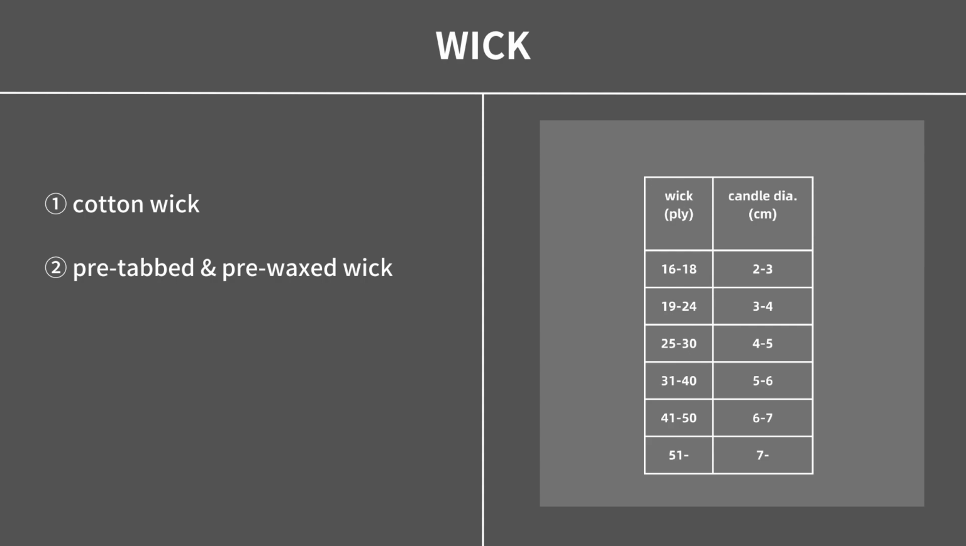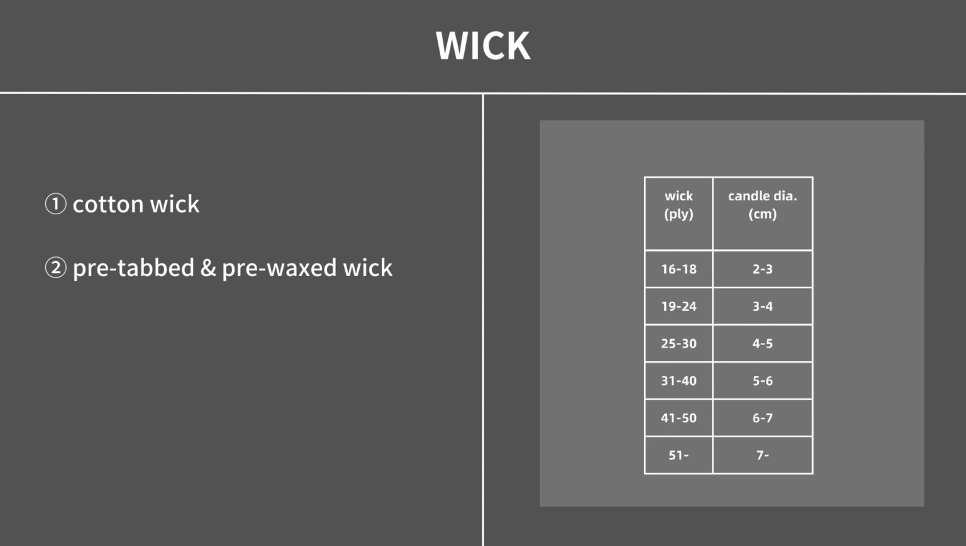The size of the wick determines the burning efficiency of the candle. The larger the wick size, the higher the burning efficiency and the larger the wax pool. We use ply to describe the size of the wick. As for the corresponding data between ply and the diameter of the wax pool, please refer to the table. However, this is subject to your wick supplier because wicks produced by different manufacturers may vary.